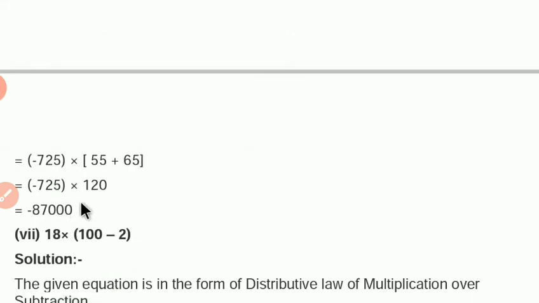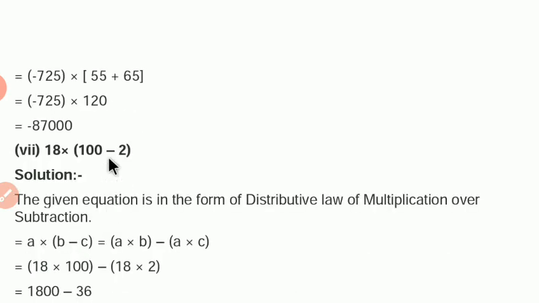After this we multiply. So 725 into 120, 87,000. And here negative sign is given, it means minus 87,000. Now next one, 18 into 100 minus 2. Now you can see that it is given in the form of A into B plus C. Here plus sign is not given, it means here minus 2 will be there.